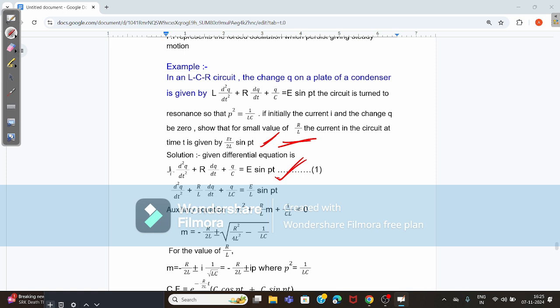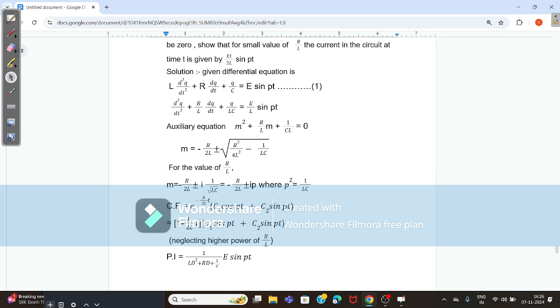Now divide both sides by L, which gives d square Q by dt square plus R by L dQ by dt plus Q by LC is equal to E by L sin pt. Find the auxiliary equation: m square plus R by L m plus 1 by LC is equal to 0. So m is equal to minus R by 2L plus or minus root of R square by 4L square minus 1 by LC. For small value of R by L, this is minus R by 2L plus or minus i times 1 by root LC, that equals minus R by 2L plus or minus ip, where p square is equal to 1 by LC.